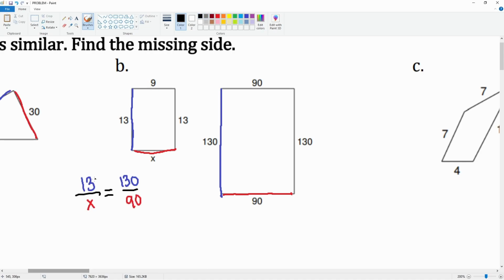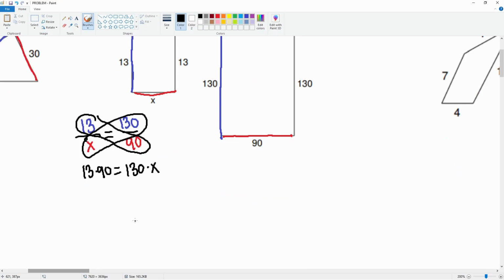Now we can cross multiply. We have x times 90 is equal to x times 130. Okay, 13 times 90 gets you 1170, which is equal to 130x. Divide by 130 on both sides. You get 9 is equal to x for B.